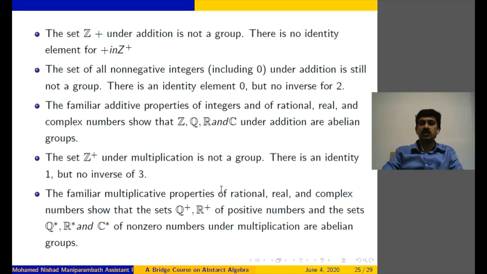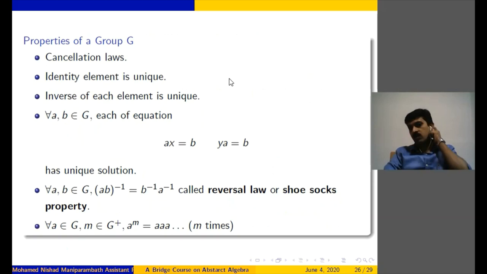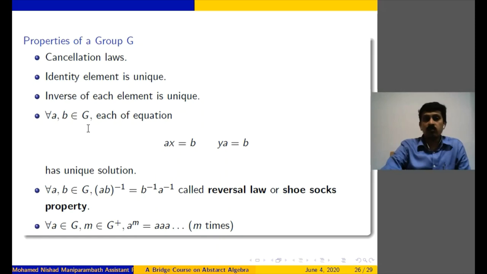Some properties of groups that we will discuss as the first part of group theory: the cancellation laws. We will show that the identity element is unique, and that the inverse of each element is unique. We show that for every a, b belonging to G, each equation ax = b and ya = b has a unique solution. Similarly, we will prove the reversal rule, or Socks-Shoes property, which says that for every a, b belonging to G, (ab) inverse equals b inverse a inverse.